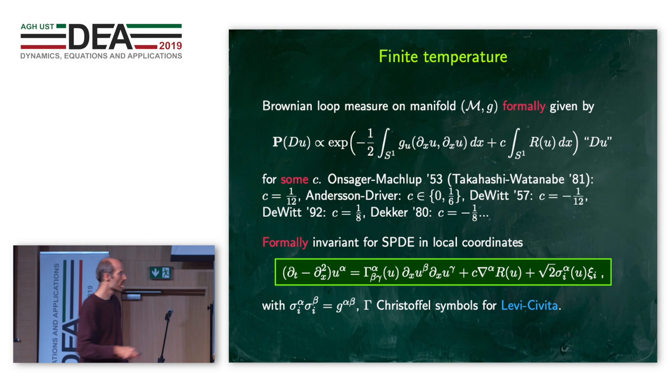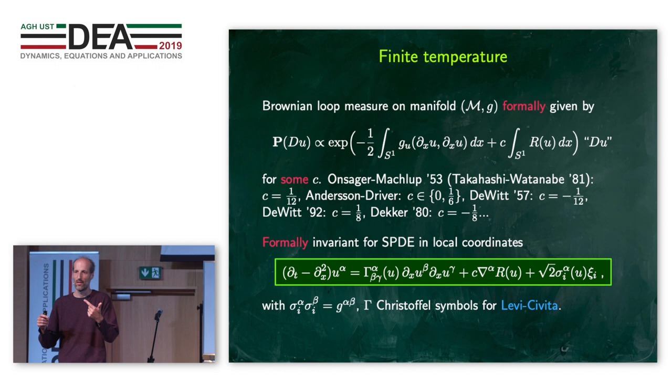And the xi_i's here are not just white noises in time, but white noises in space-time. So it's basically like having independent white noises in time at every point of space.